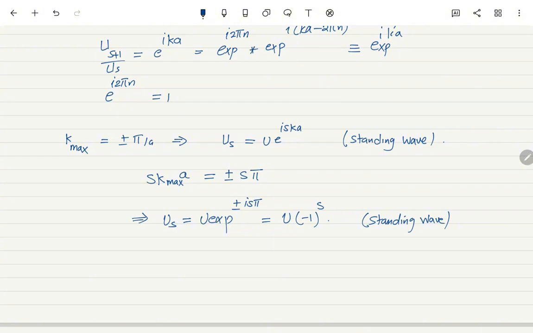As we can see here, alternate atoms oscillate in opposite phases, because u s here is either plus or minus 1 depending on the s value. If s is even, then u s in this case equal to plus 1. If s is odd, u s in this case is equal to minus 1. In either case, it is a standing wave.